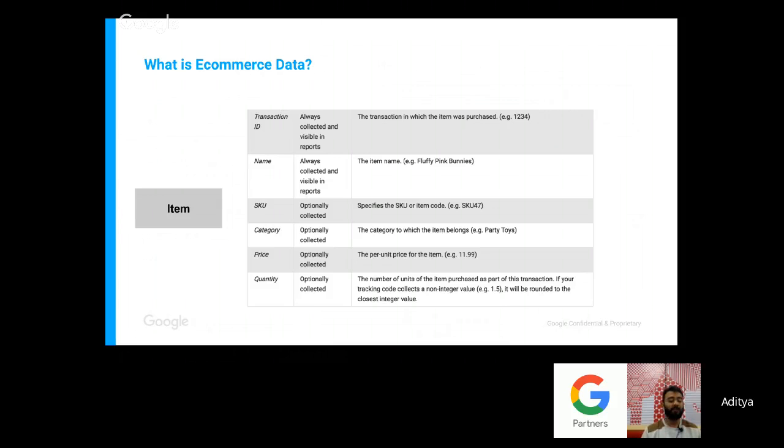After price, we have quantity, which is basically if someone ends up buying 5 of the same product, you might want to capture how many of each of these products are being purchased. So we have 6 variables that you can start with capturing using the e-commerce tracking code, and 2 of them are compulsorily at the item level.